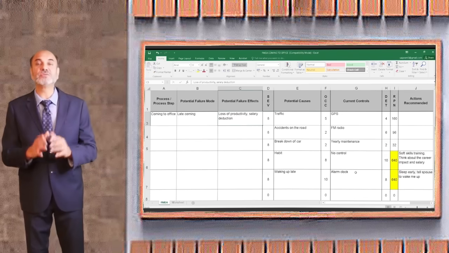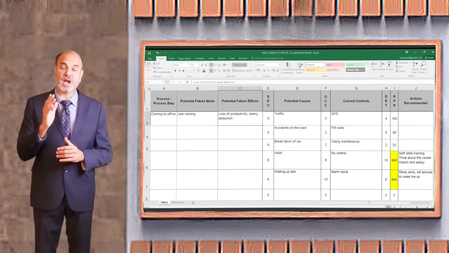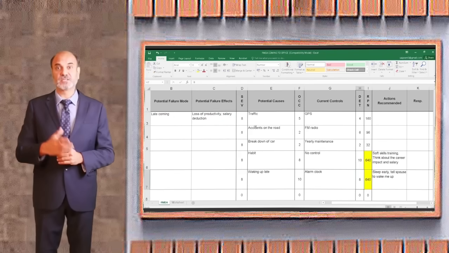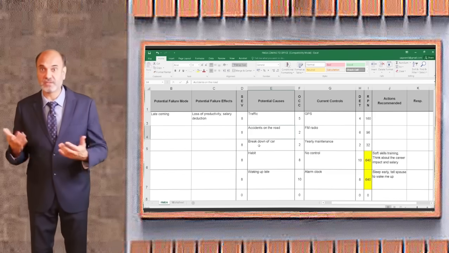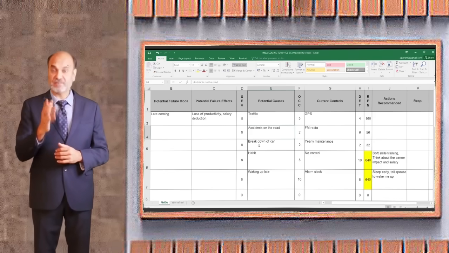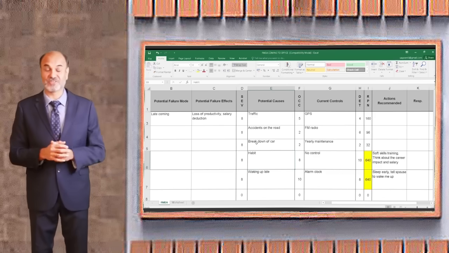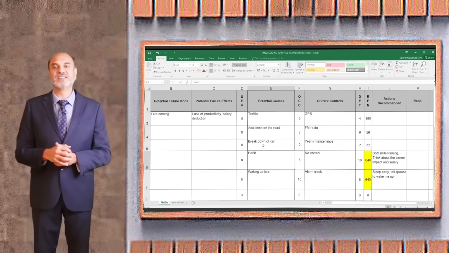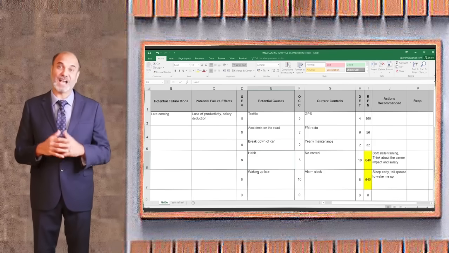Here, I will write down all the causes which are leading to my coming late. So these could be traffic. This could be accidents on the road. One of the causes could be habit. I'm just like that. Oh, so sorry to say that. I'm habitual of coming late to office. And one more could be waking up late.